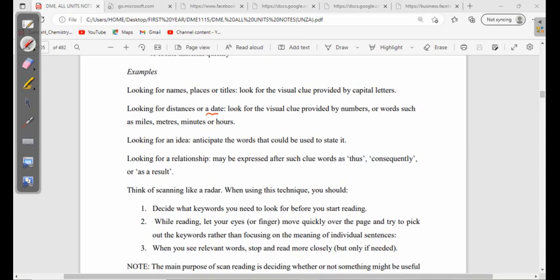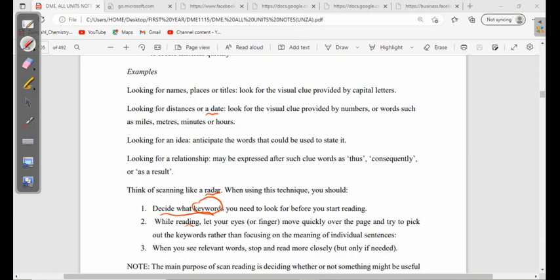So think of scanning like a radar. When using this technique, you should decide what keywords you need to look for before you start reading. So basically, am I looking for the causes of this disease? Am I looking for the consequences? Am I looking for solutions? You need to know the keywords yourself before you start reading. And then while you are reading, let your eyes or finger move quickly over the page and try to pick out keywords rather than focusing on the meaning of individual sentences. You're not interested in individual sentences but in keywords. So you need to determine the keywords that you need yourself.